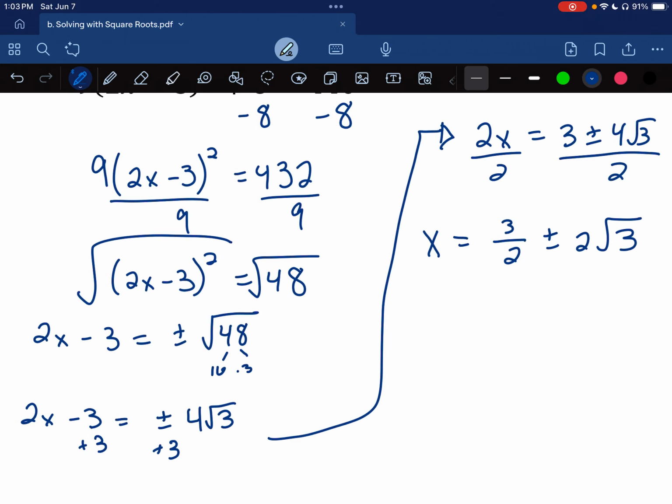So there you have it, folks. We just solved a bunch of quadratic equations with square roots.